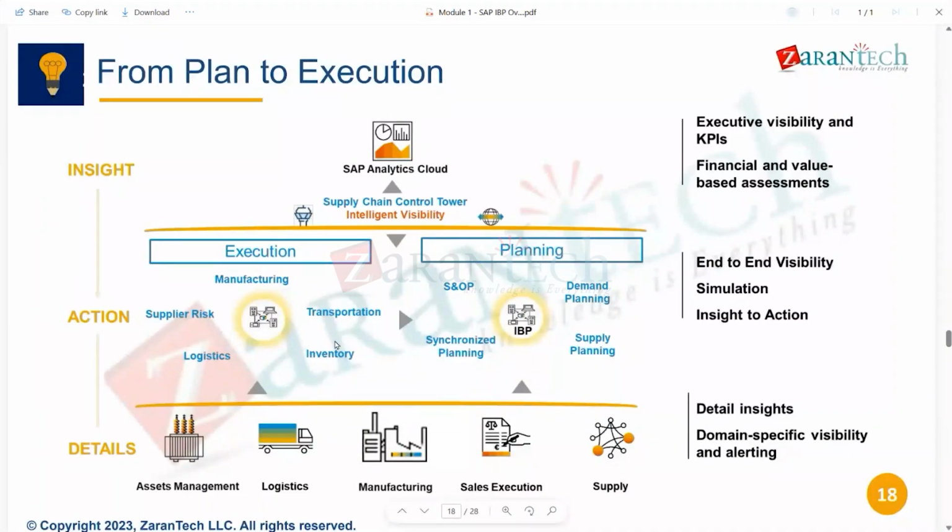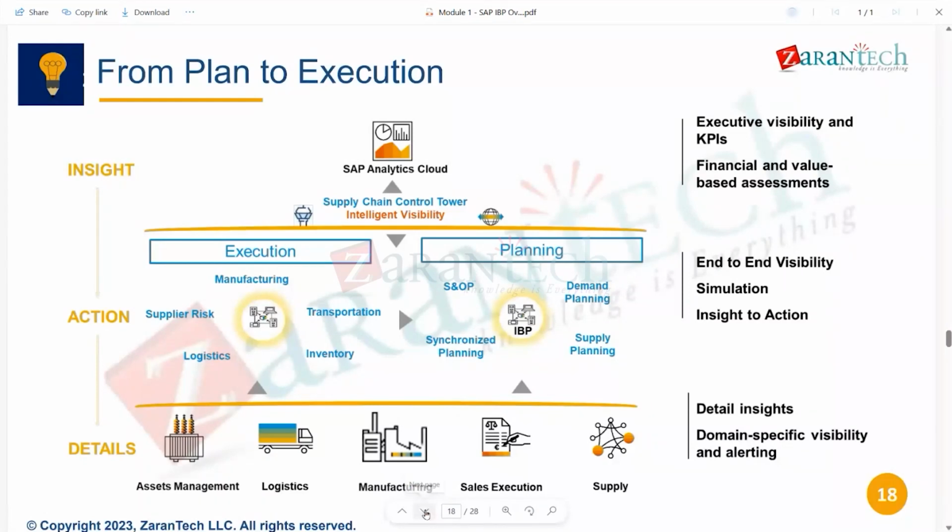So, plan to execution, are you all in line with this slide, or are there any specific doubts? No doubts. Okay, so maybe move on.